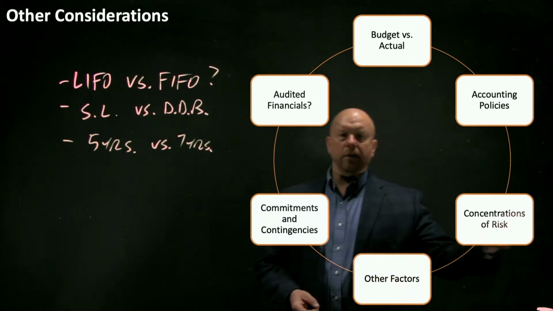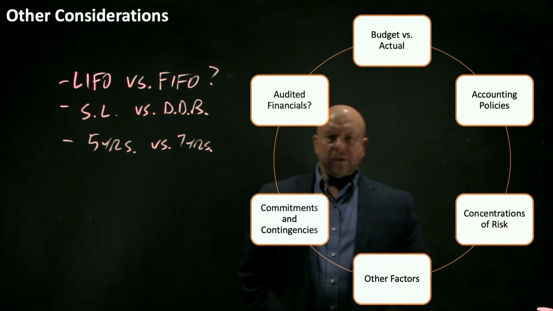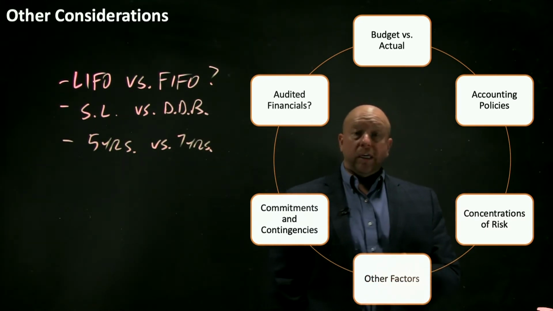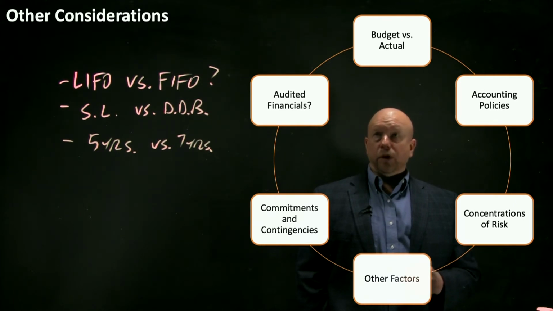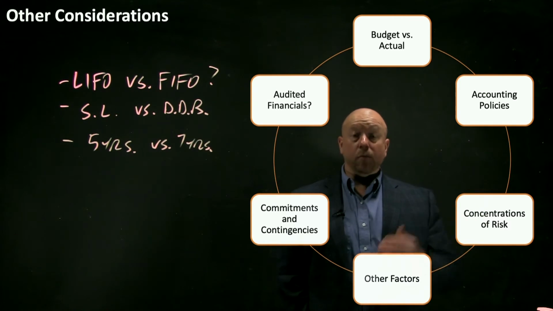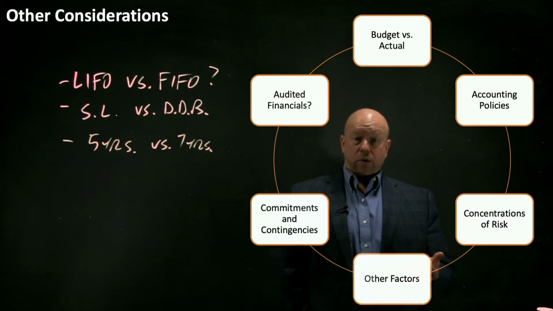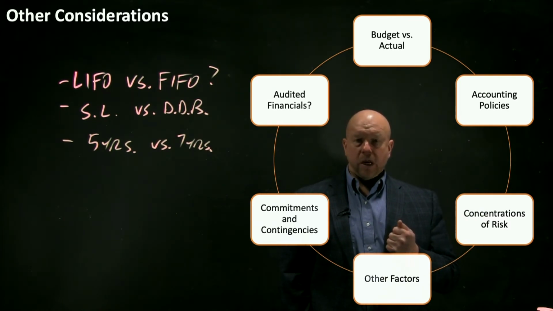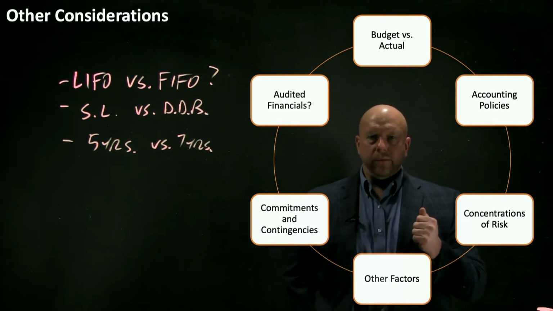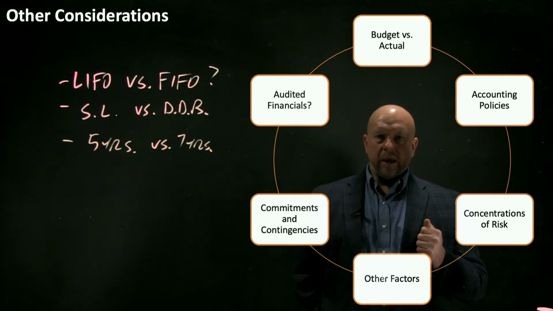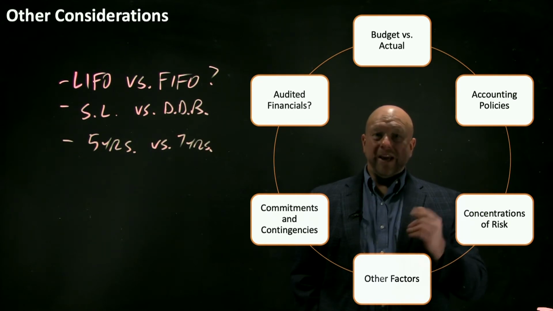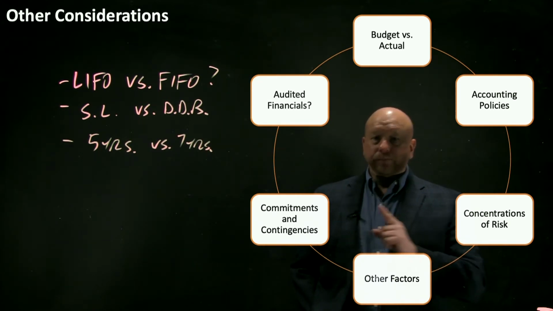Concentrations of risk. What we're talking about here is that sometimes companies will have a very heavy reliance on a key customer or a key supplier. Let's say that 60 to 70% of a company's revenues come from one customer. That's huge. That's going to need to be disclosed. What if you have a key supplier that if that supplier were to hiccup and not be able to provide you with your raw materials or your ingredients, you wouldn't be able to serve your customers. That's stuff that we need to know about.